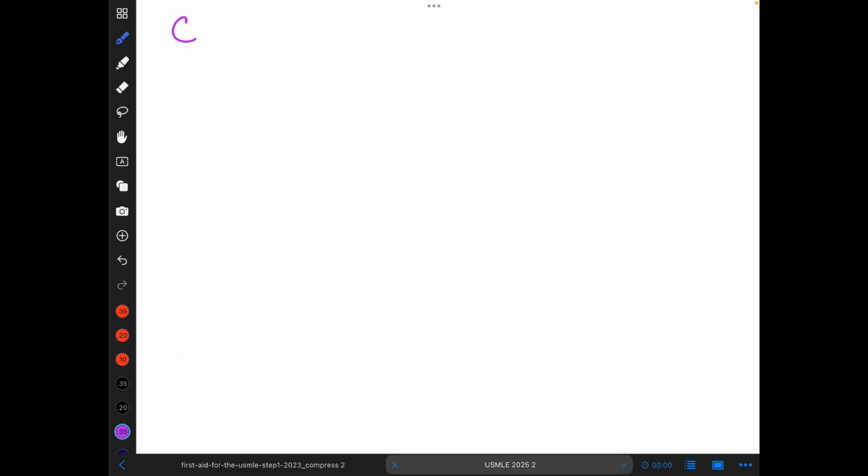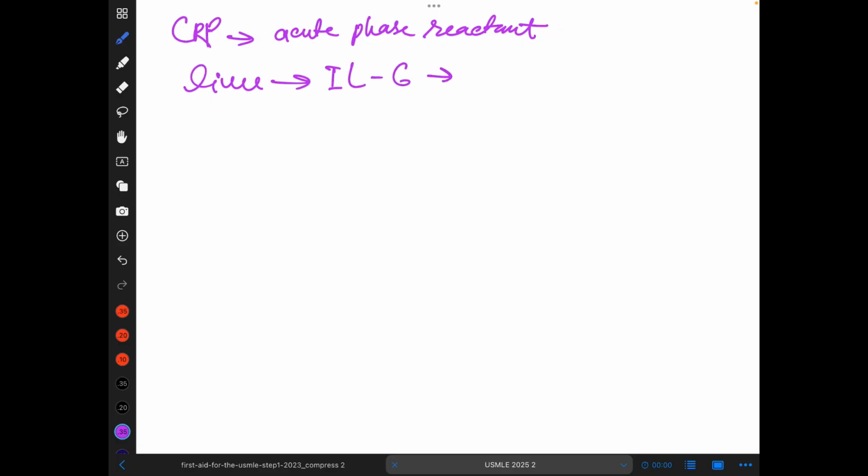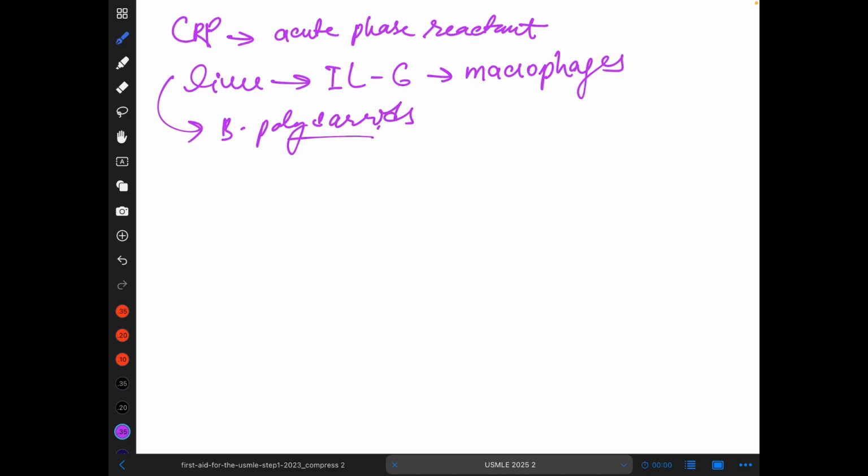You also know about C-reactive protein. C-reactive protein is also an acute phase reactant. It is synthesized in the liver by the stimulation of interleukin 6, which is released by macrophages, and it will bind to bacterial polysaccharides. The CRP also binds bacterial polysaccharides, and it activates the early classical pathway.